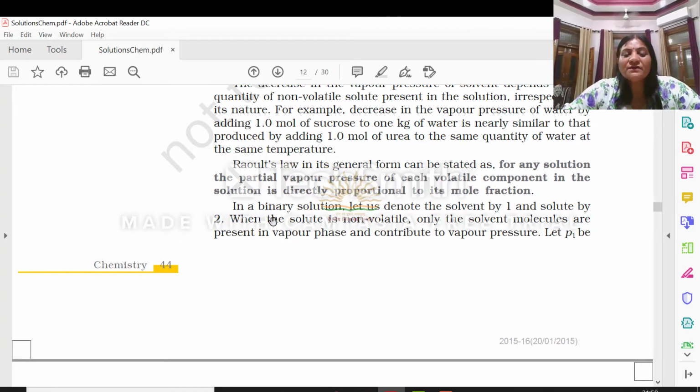For any solution, the partial vapor pressure of each volatile component in the solution is directly proportional to its mole fraction.